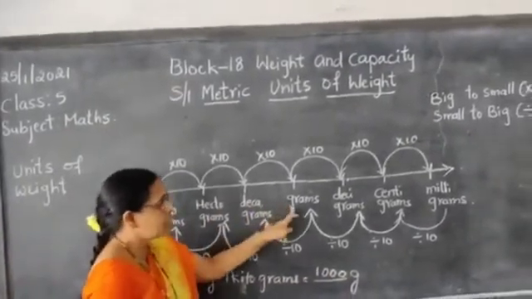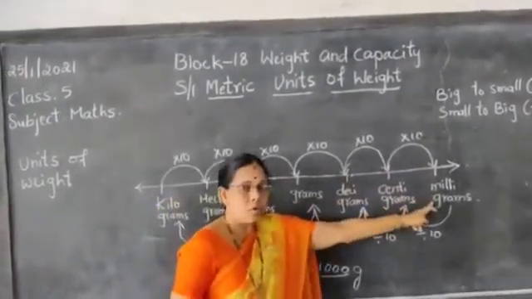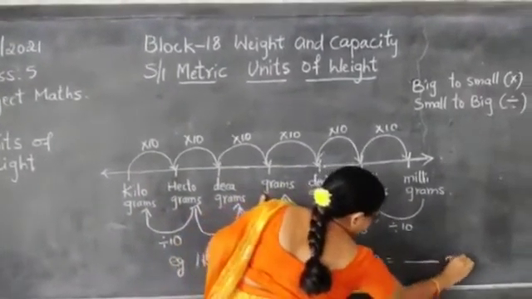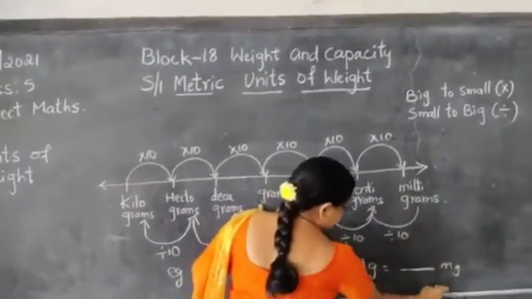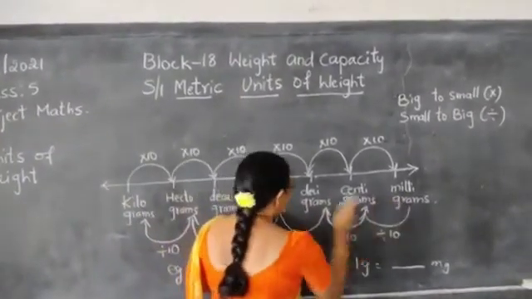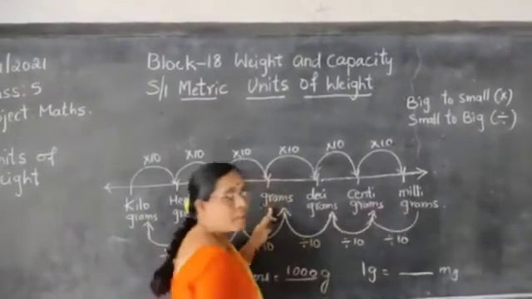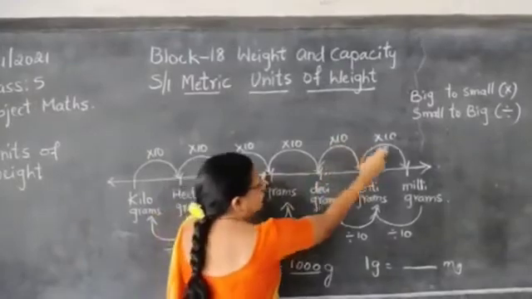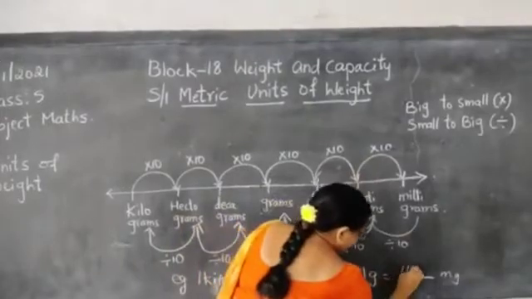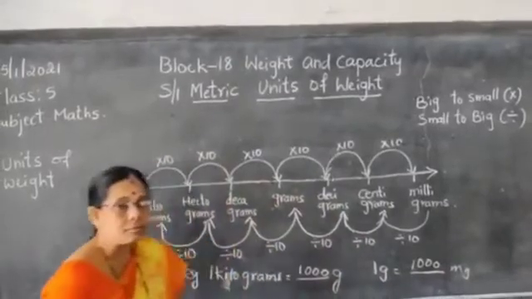Now 1 gram is equal to how many milligrams? I am writing in short form. Okay, how many milligrams children? There are 3 units after grams. So 1 gram is equal to 1000 milligrams. How, children? Here 3 times you have to multiply. 10 into 10, 100. 100 into 10, 1000. So 1 gram is equal to 1000 milligrams.